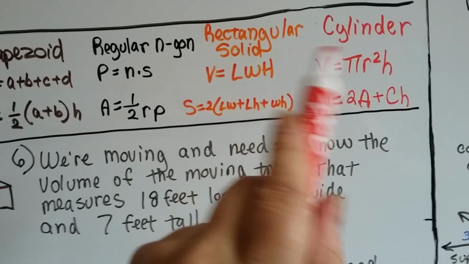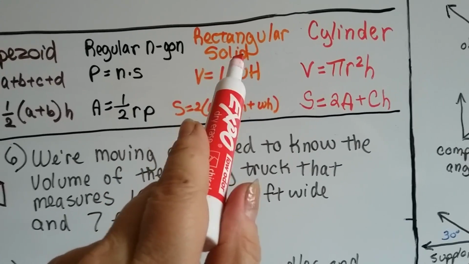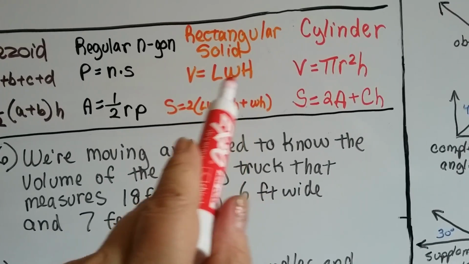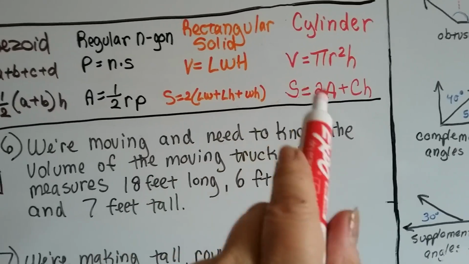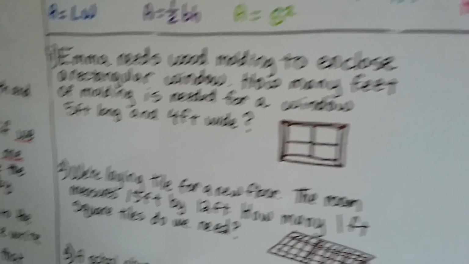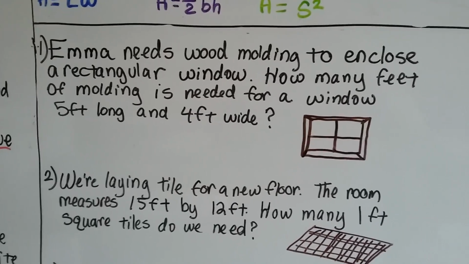We've got 3D figures, a rectangular solid and a cylinder. See, length, width, and height tells us it's a 3D figure. It's got volume, see? We could fill them up. It's got volume and surface area. That's what the S stands for. All right, so how do we know which formula to choose for the right problem?